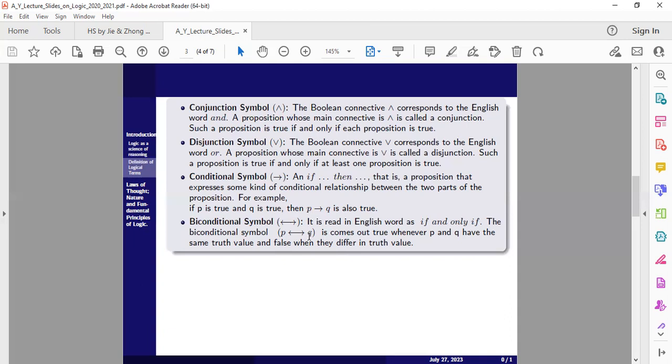And when they differ in truth value, it will be false. So if P is false and Q is true, then the if and only if statement is false. If P is true and Q is false, the statement will be false. If P is false and Q is true, the proposition is also false. I hope you are following me, class.